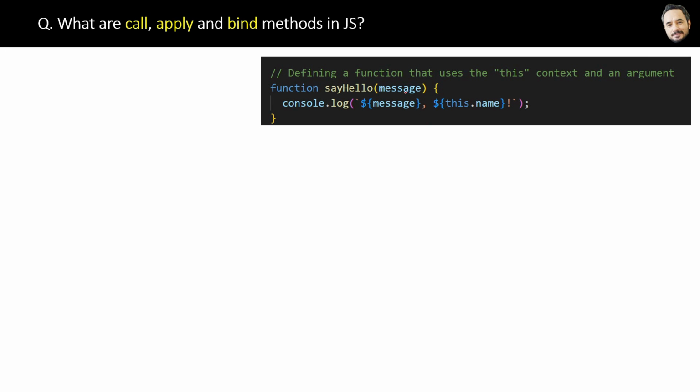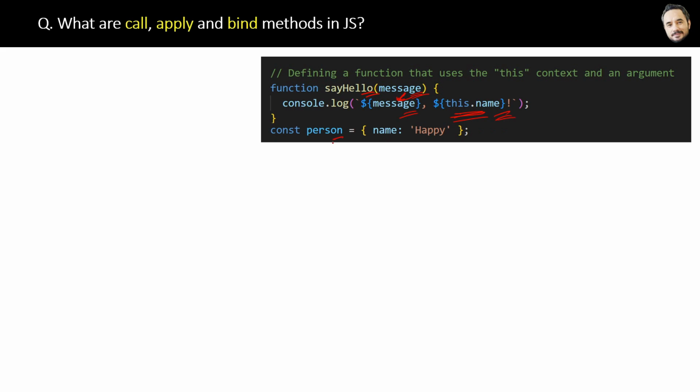Here you can see one method, sayHello, inside which we are logging the message and this.name. So here the message we will get from the parameter. But from where will this.name come? This will come from the object, like a person. So that is the context, which will vary with different objects.